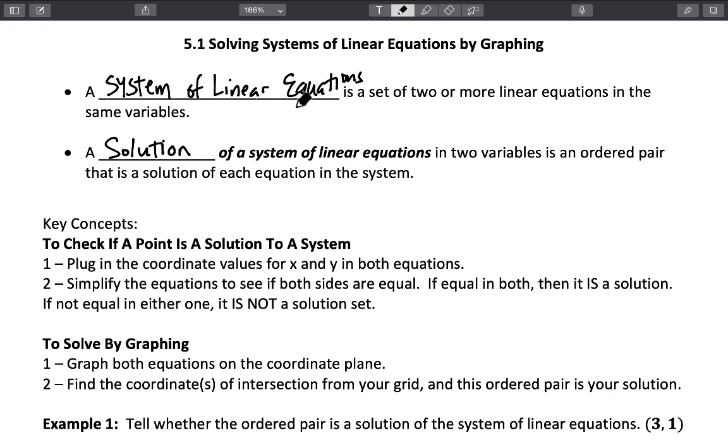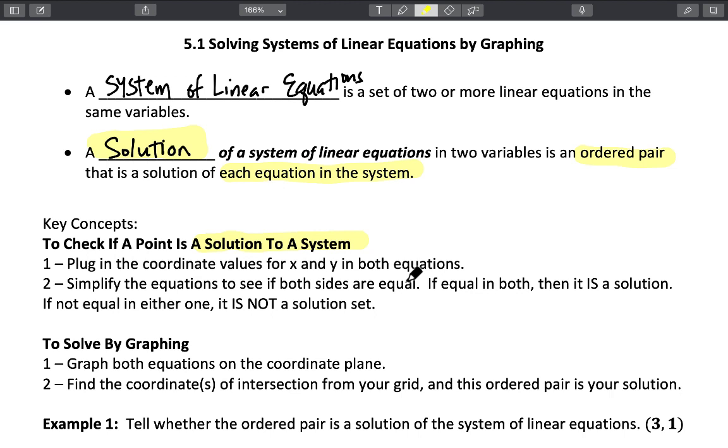First of all, a system of linear equations is simply a set of two or more linear equations using the same variables, and a solution to a system of linear equations is simply an ordered pair that satisfies both equations, or all equations in the system. In other words, it will make true statements when you substitute in that ordered pair into both of those equations. And that's one of our key concepts. We are going to learn how to find a solution to a system, both using algebra and using our graphing calculator.